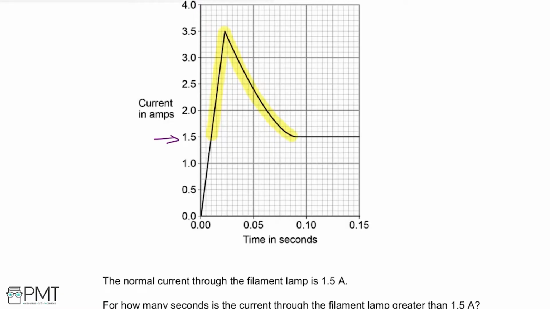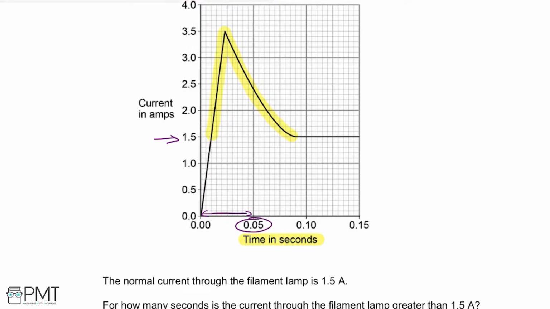So for how many seconds is the current through the filament lamp greater than 1.5 amps? Well, we have the time in seconds on the x-axis. We need to know how much each little square is worth and then count the little squares between this point here and this point here. So if we look at the graph, we can see that 2 big squares, so this is one big square, this is another big square, 2 of those is 0.05 seconds, which means 1 is 0.025 seconds.